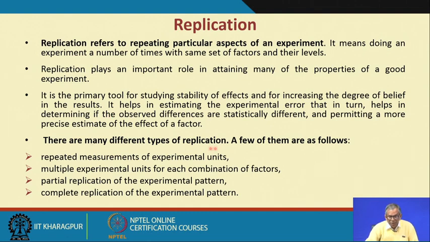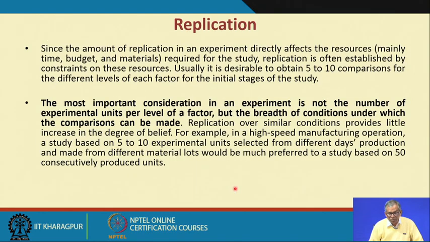So there are many different types of replication. Some of them are like this: repeated measurements of the experimental units. Is it okay? Like we do when we study the measurement error. Multiple experimental units for each combination of factors. So this we have already mentioned. Partial replication of the experimental pattern, and complete replication of the experimental pattern. Okay, so these are the cases where you may opt for different types of replications.